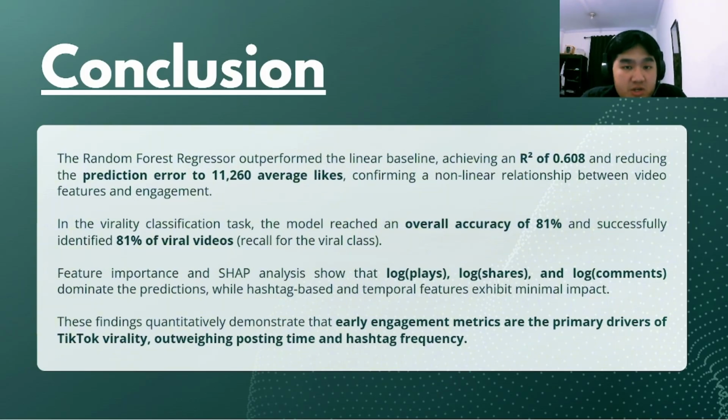The feature importance and SHAP analysis shows that log plays, log shares, and log comments dominate the predictions, while hashtag-based and temporal features exhibit minimal impact. These findings quantitatively demonstrate that early engagement metrics are the primary drivers of TikTok virality, outweighing posting time and hashtag frequency.